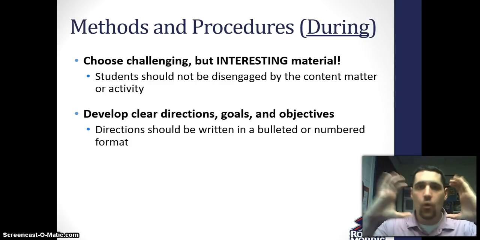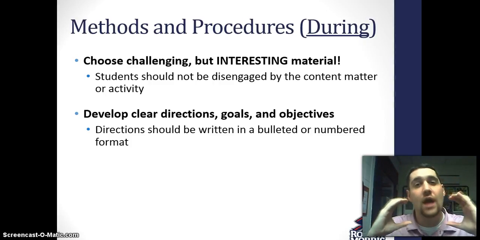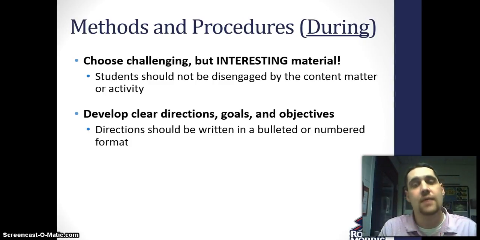Don't have them in a full paragraph. I've seen that a lot, and a lot of students will not take the time to read that. But if they're in a bulleted list or even a numbered list, they're able to go through the steps of what needs to be accomplished.